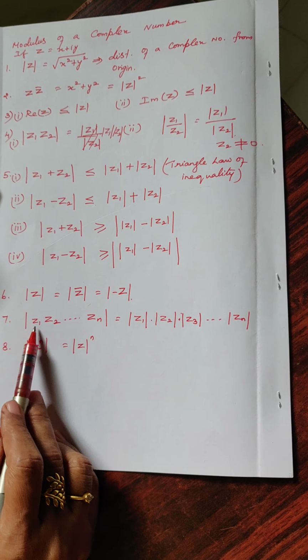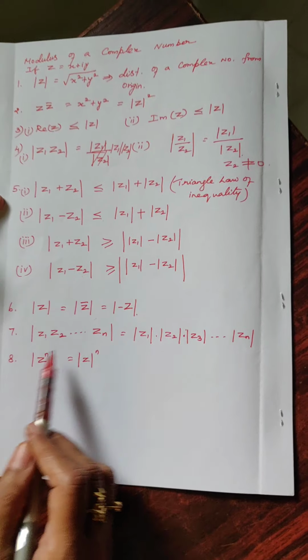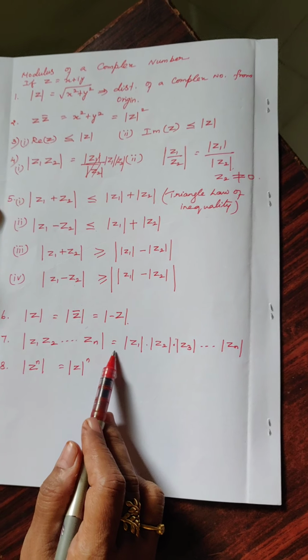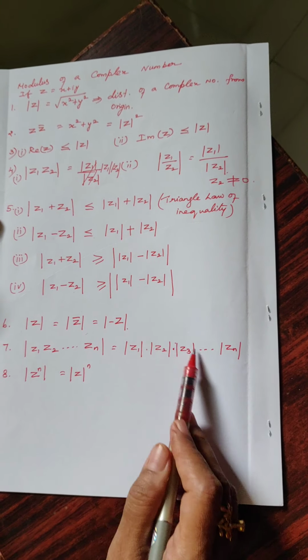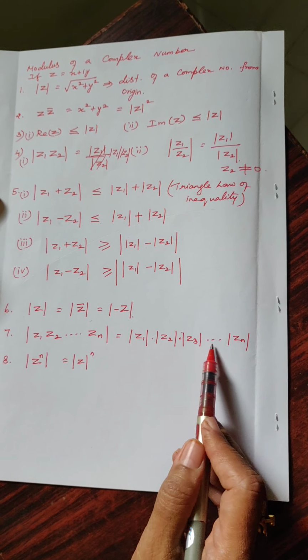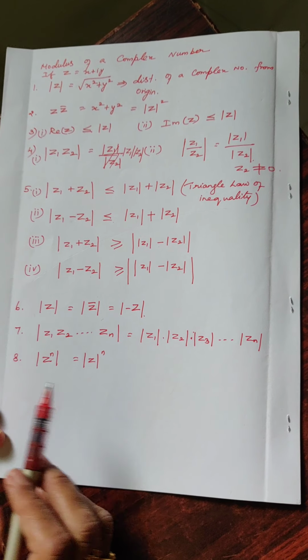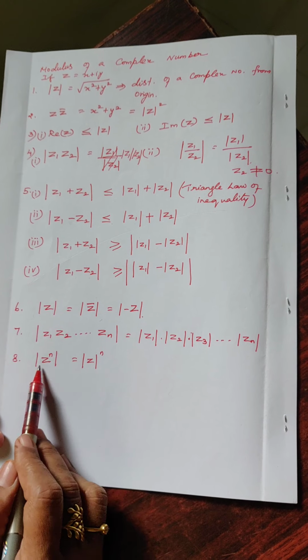That is, modulus of z1 z2 up to zn, the product of all the complex numbers, is equal to the product of all the individual moduli: modulus of z1 into modulus of z2 into modulus of z3, and so on. Next, modulus of z power n.